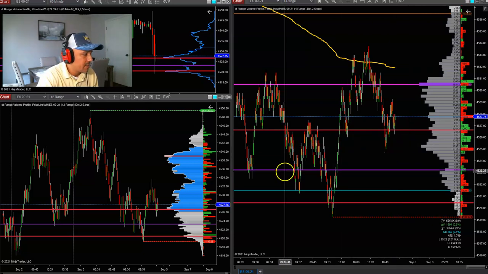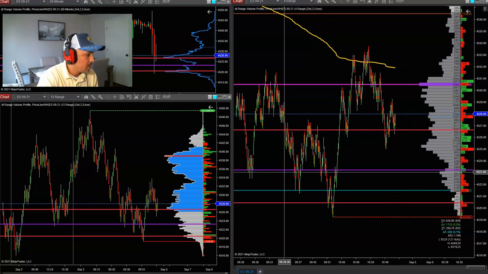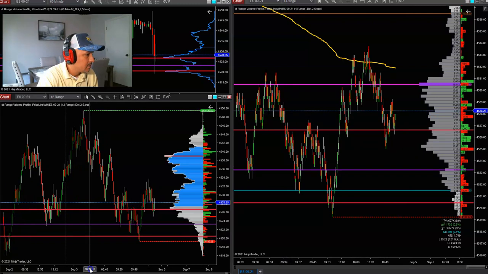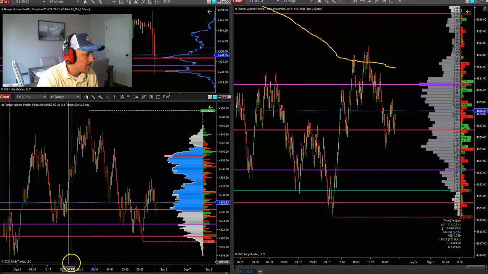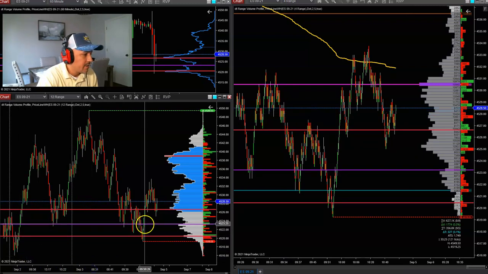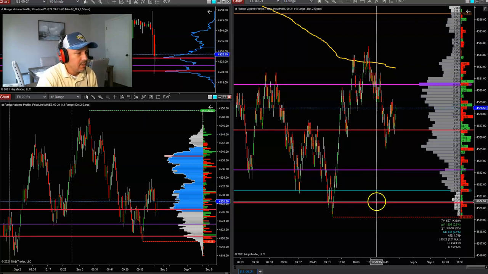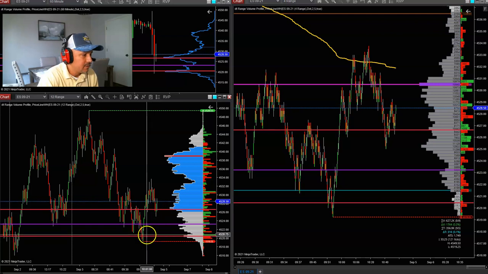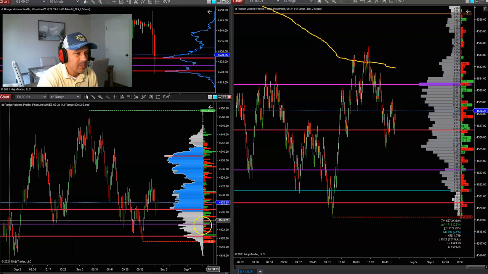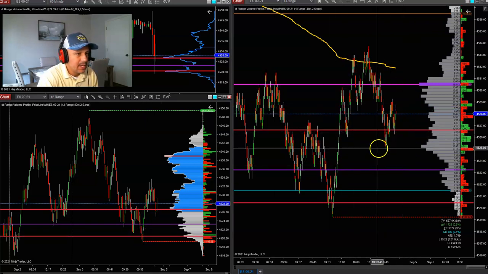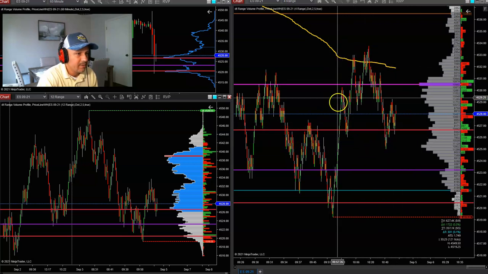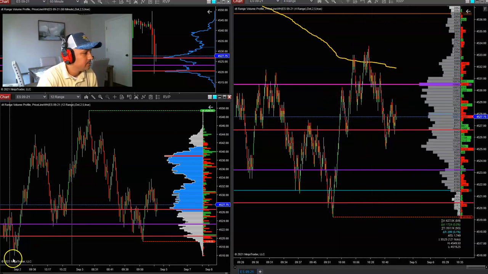I would like price to go back to this area down here where this purple line is at 45.23, or possibly even lower, come back down and test this low down here at 45.20. But right now, I want to see price move out of this area right here where it's at.